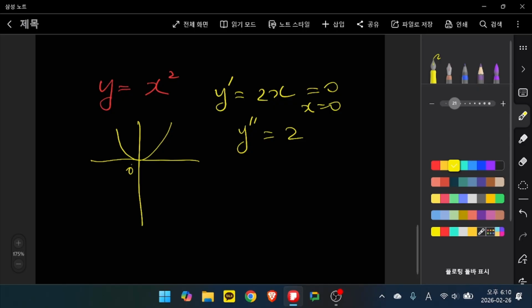This is a critical point. And at x equals 0, the second derivative is positive. In this case, at x equals 0, it is concave up.